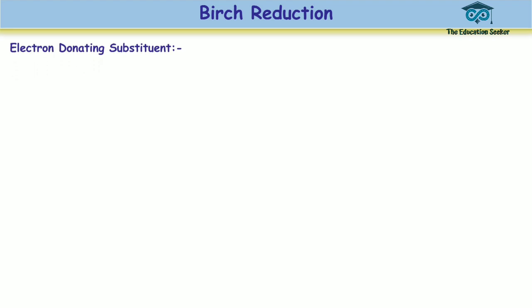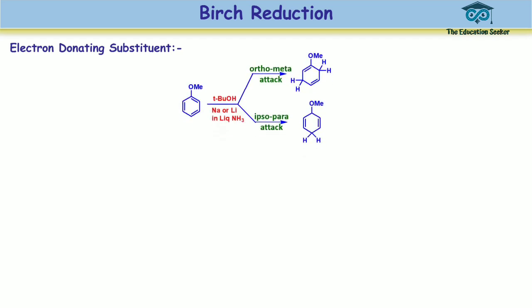So let's start with the first case where we have an electron donating substituent connected to benzene. So here we have the anisole molecule, and you can see that the benzene nucleus is attached to an electron releasing group, that is the methoxy group having plus R effect. So the pi electron density around the benzene nucleus is extremely high. So reduction of such a molecule is very tough.